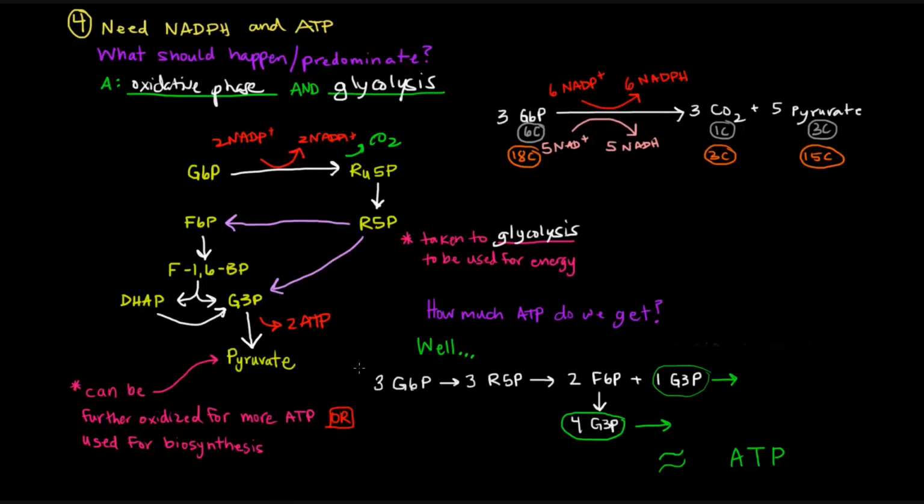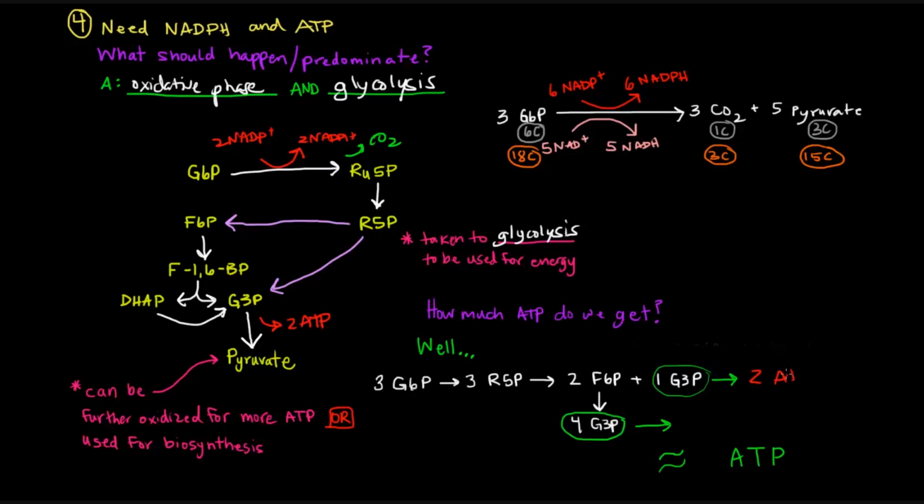And what is the actual amount of ATP that we get? How much ATP do we actually get? Well, if we think about it, these 3 G6Ps made 3 R5Ps, and we keep coming back to that number, 3 R5Ps makes 2 fructose 6-phosphates and 1 glyceraldehyde 3-phosphate. Each glyceraldehyde 3-phosphate gives us pretty much 2 ATP.